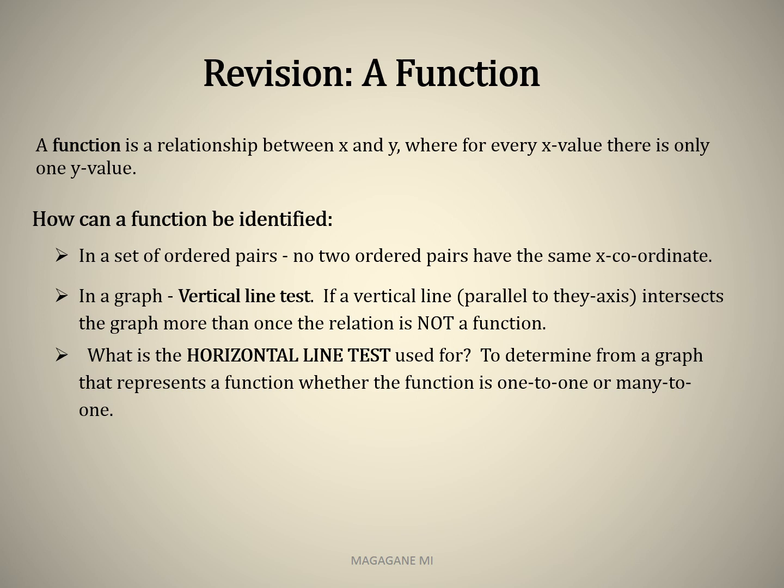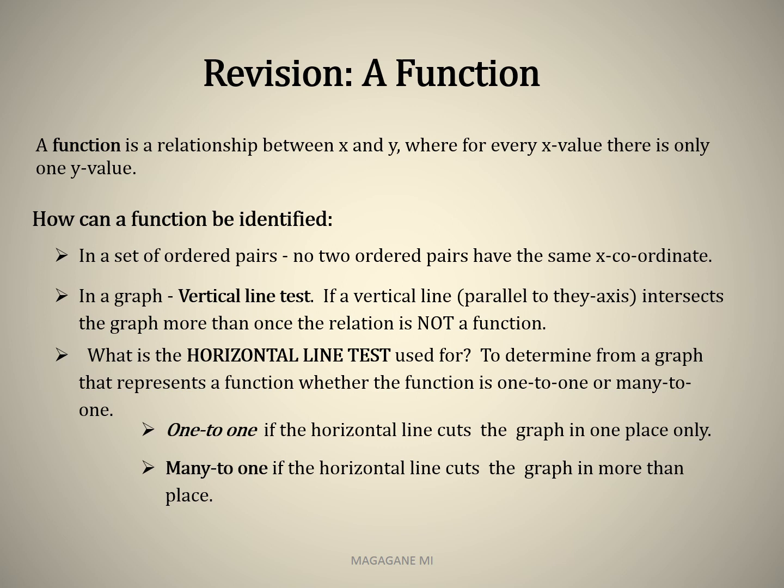Right. So if a graph is a function, what type of function? We use the horizontal line test to determine from the graph that represents a function whether the function is one-to-one or many-to-one. We have two types of functions, one-to-one or many-to-one. A one-to-one function, if the horizontal line cuts the graph in one place only. Many-to-one, if the horizontal line cuts the graph in more than one place.